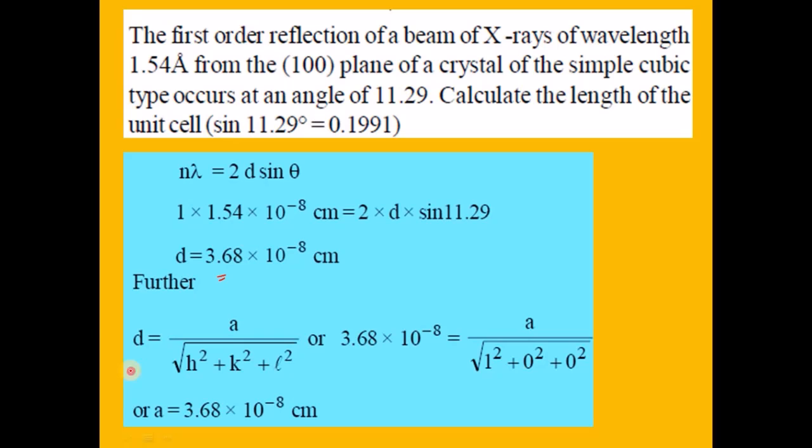Further, we know from the Miller indices expression that the interplanar distance d is a by square root of h square plus k square plus l square. And the given plane is 1, 0, 0, so h is 1, and the remaining k and l are 0. So that is equated, and after simplification we got a value again the same, that is 3.68 into 10 to the power of minus 8 centimeters. That is the length of the unit cell.